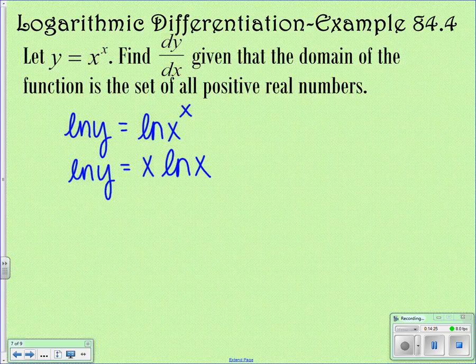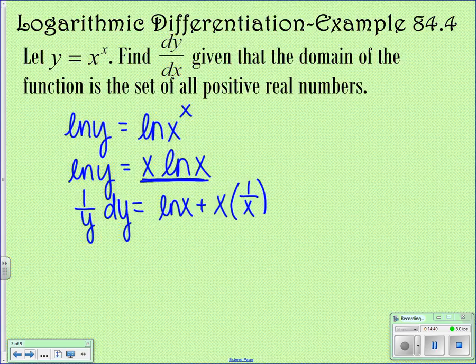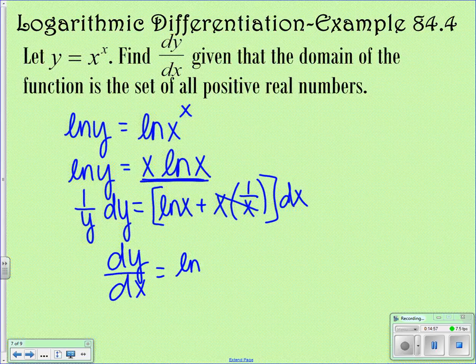Well, derivative of ln of y is 1 over y, and we did it with respect to y. For this side, we have to do the product rule. So derivative of x, 1, so we have ln of x, and then we have x times 1 over x. And all of that is with respect to x. So this term actually just simplifies to a 1, so you have ln of x plus 1. And then if I solve for dy over dx, I get ln of x plus 1 times y.